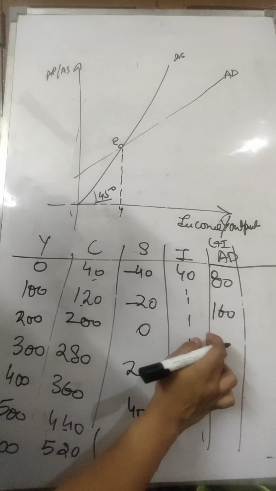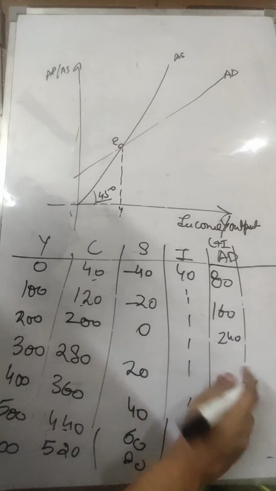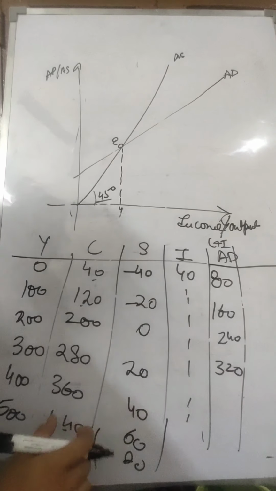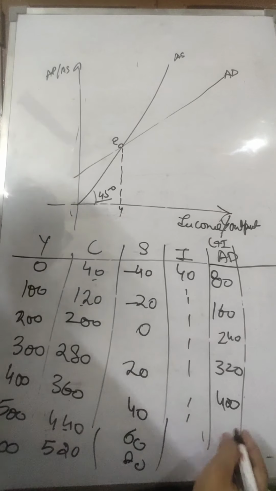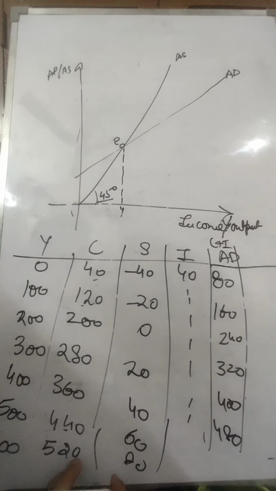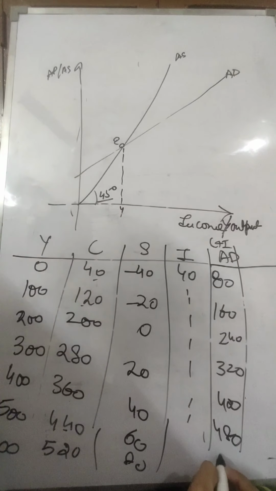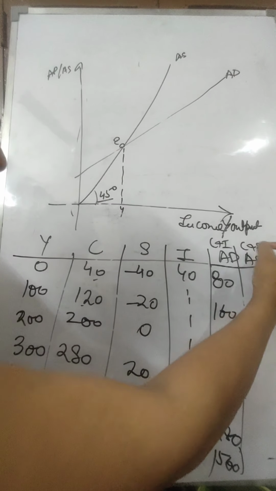Then 200 plus 40, 240, then 280 plus 40, 320, 360 plus 40, 400, 440 plus 40, 480, 520 plus 40, 560. Similarly, I will be having, that is C plus S here.